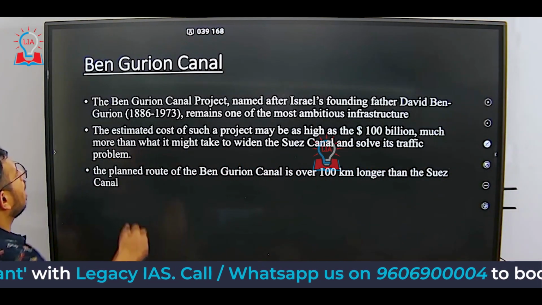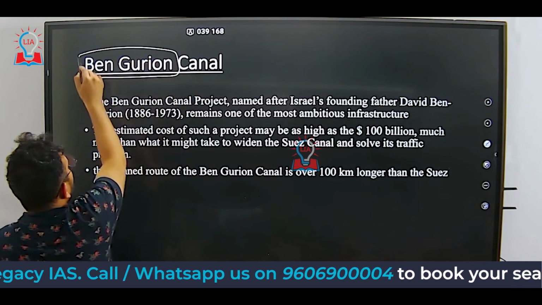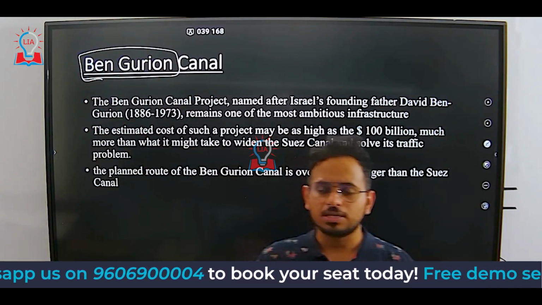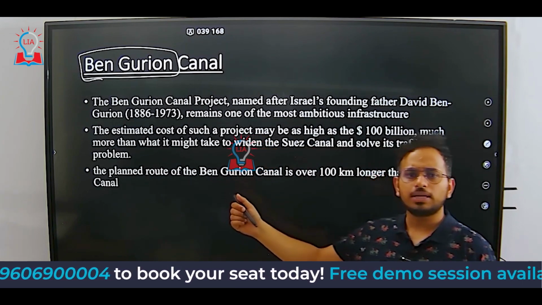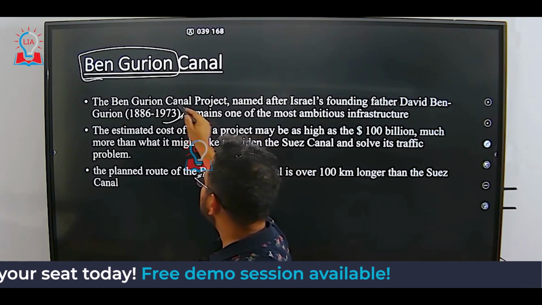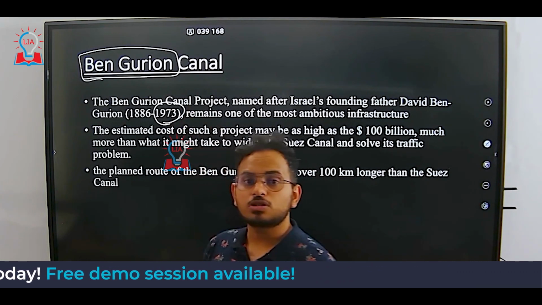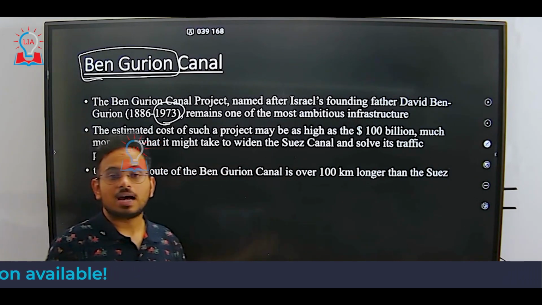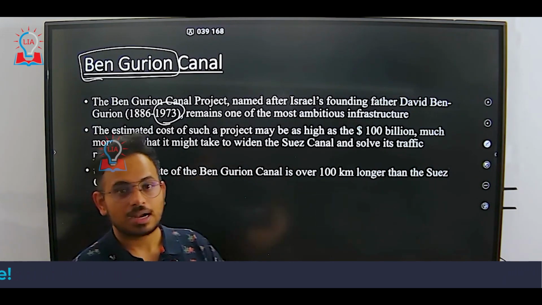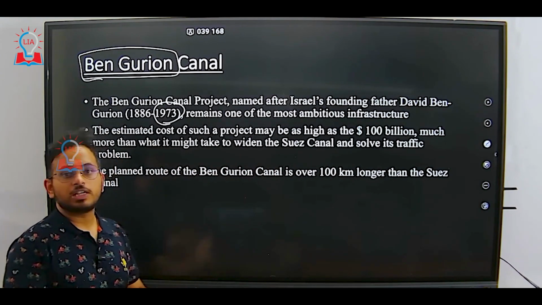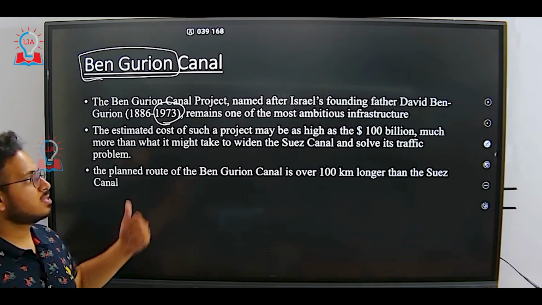people proposed the Ben Gurion Canal, which is considered to be an alternative to the Suez Canal. This is not a very new thing that has come in. The Ben Gurion Canal was initially proposed somewhere around the 1960s. That was its concept. But as of now, because Israel has attacked Hamas, Israel has attacked the Gaza Strip, this debate about the chances of exploring the Ben Gurion Canal has come up.